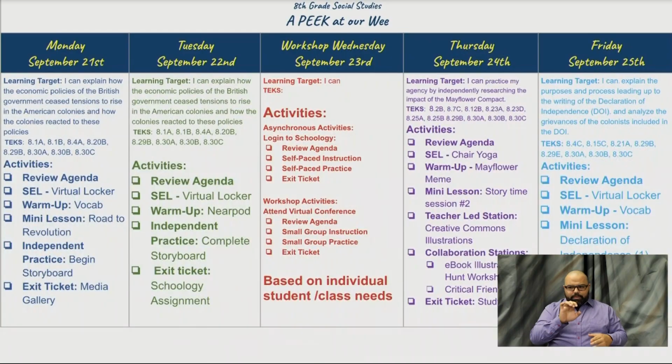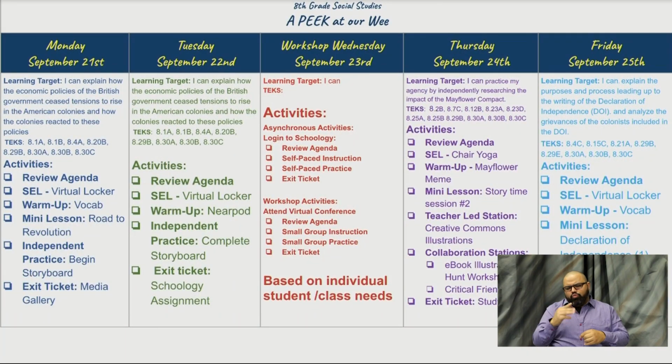In the station rotation approach, we always have a warm-up. In my classroom, we call this the Bell Bite. Today's Bell Bite was structured as an opportunity for students to make a meme based on their understanding of information on the Mayflower Compact. The next item on our lesson checklist is a mini lesson.